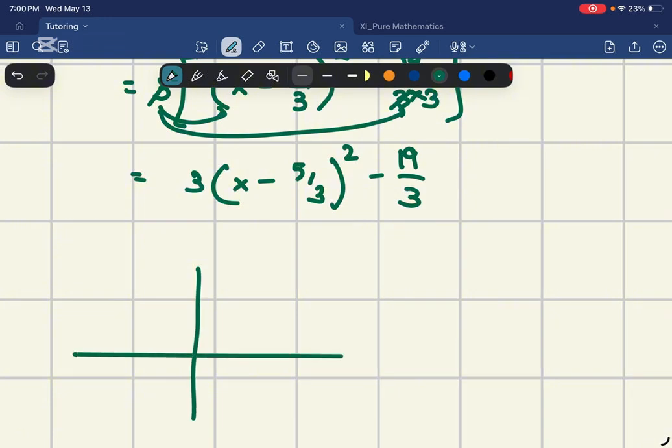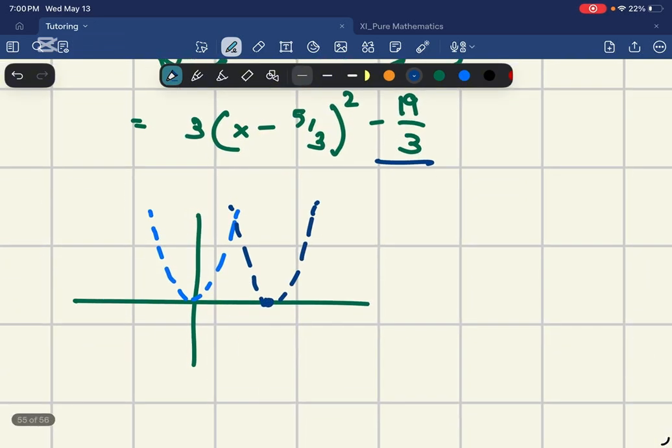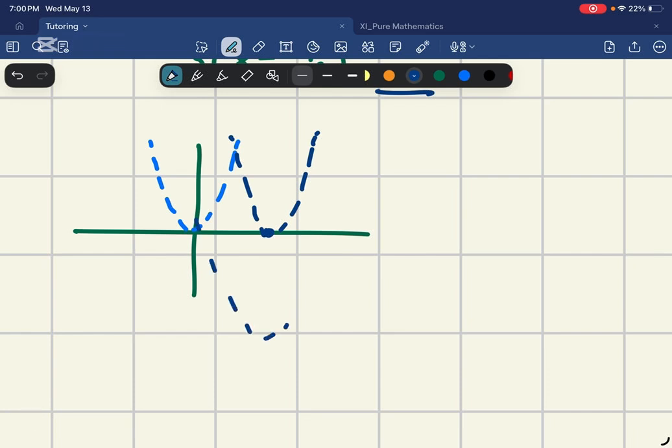So now I can visualize the graph. So 3 is positive, so it's going to be concave up, right? So if it's x squared, then it looks something like this, but it's x minus 5 over 3. So I need to shift it 5 over 3 units to the right. So this is 5 over 3, and I need to shift it 19 over 3 units down. So something like this.